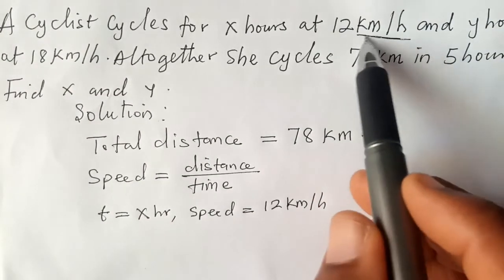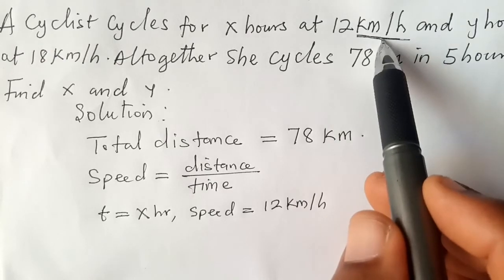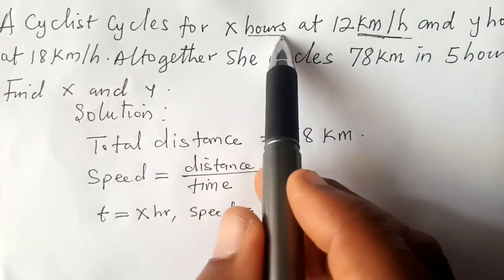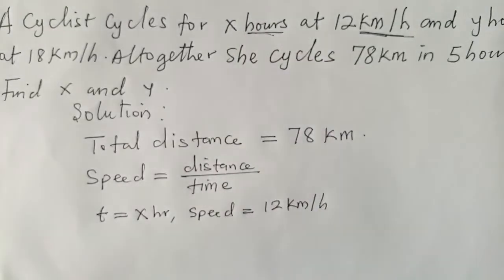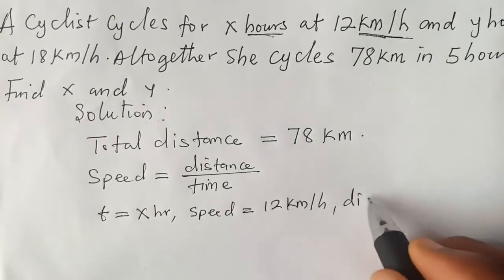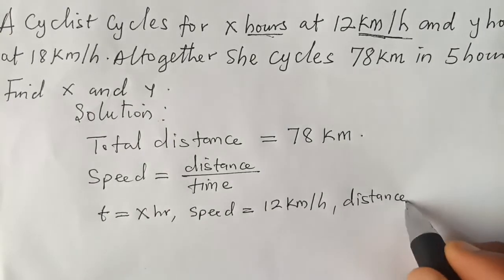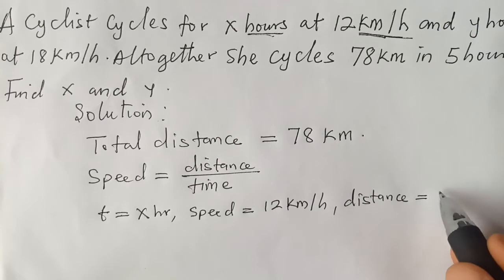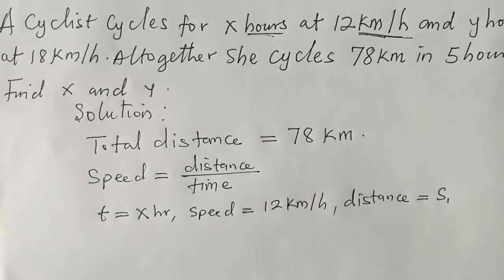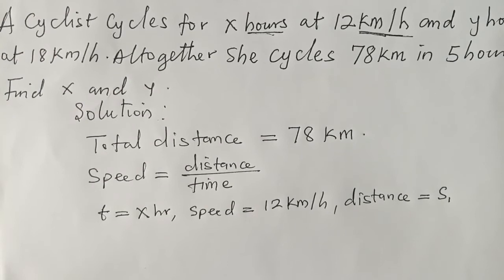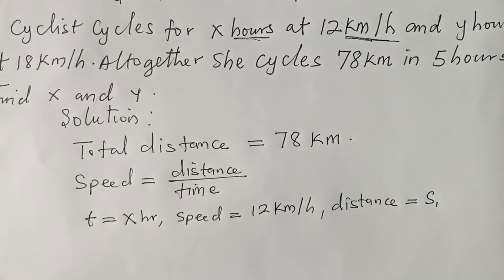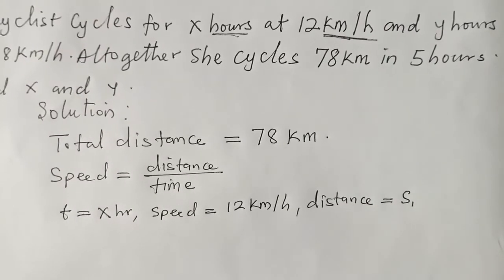How do I know that this is 12 for speed? It's kilometer per hour, which makes me know that 12 is for speed. Why hour? Hour makes me know that x is time. But they didn't tell me the distance she covers in making such movement. So I will call my distance S subscript 1. S sub 1. Please listen attentively.